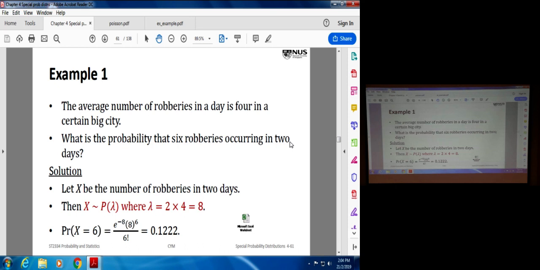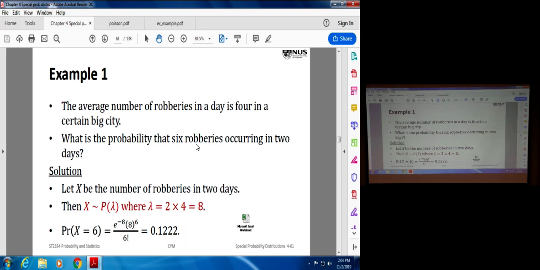These are all questions basically designed around this notion of the Poisson. This first example asks the following. You've got the average number of robberies in a day is 4 in a certain big city, and we're asked, what's the probability that 6 robberies occur in 2 days?